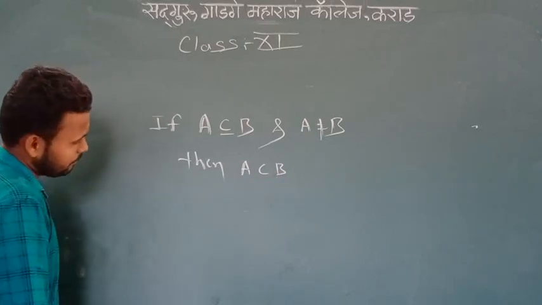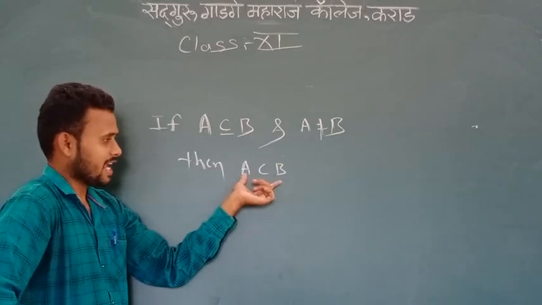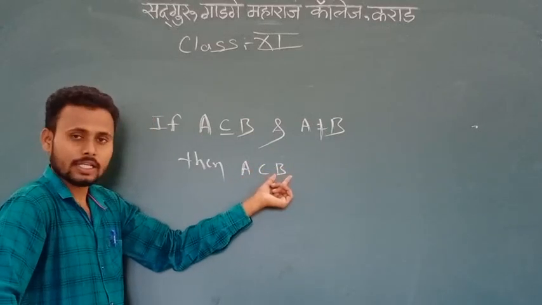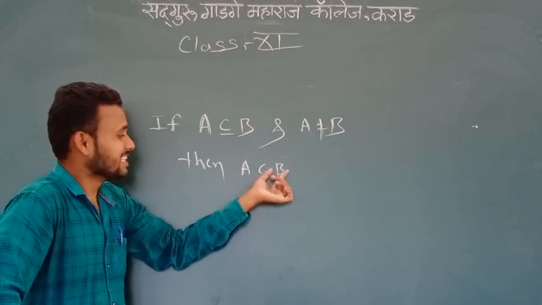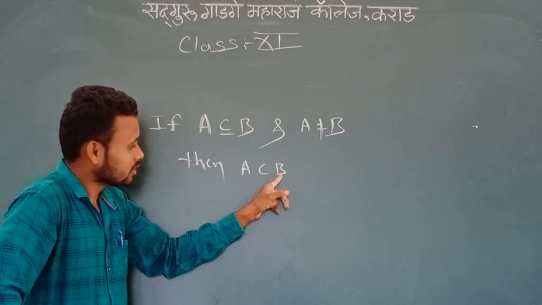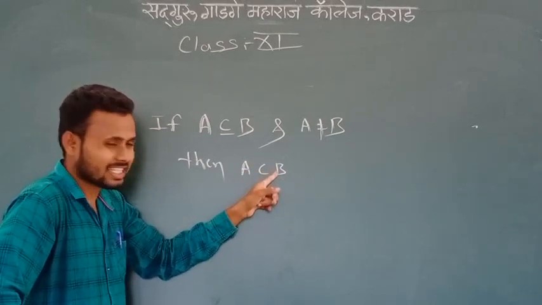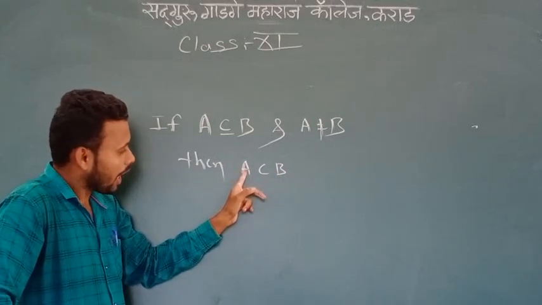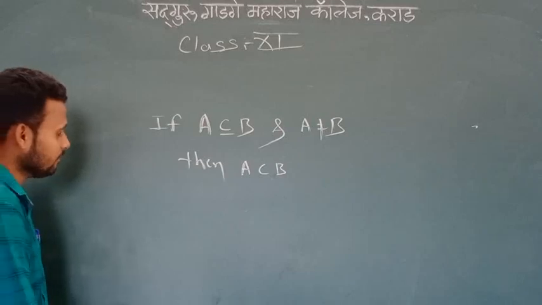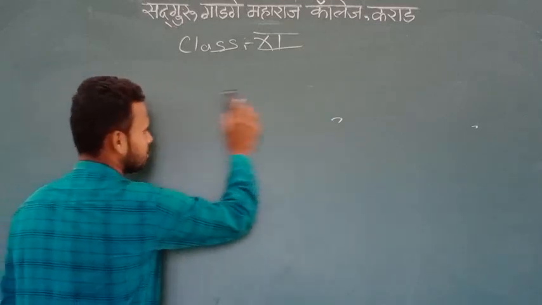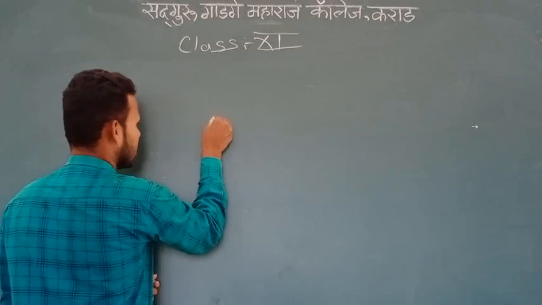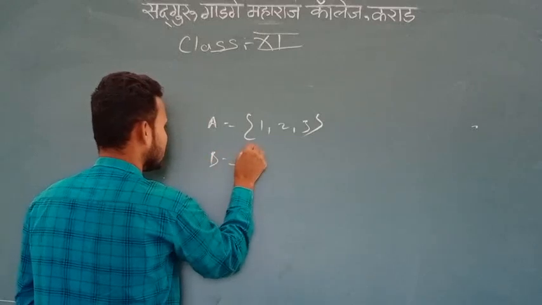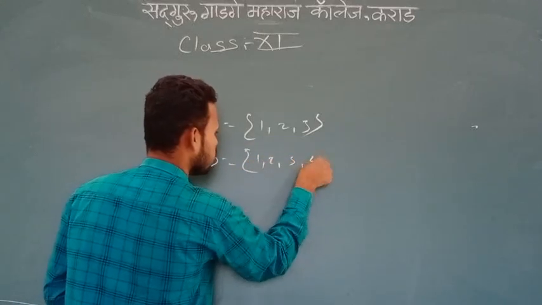For example, A is a proper subset of B means what? There is at least one element in set B which is not in A. That means B must have at least one more element as compared to A, then we say that A is a proper subset of B. For example, if I take the first example, A equal to the set containing 1, 2, 3, B equal to the set containing 1, 2, 3, 4, 5.